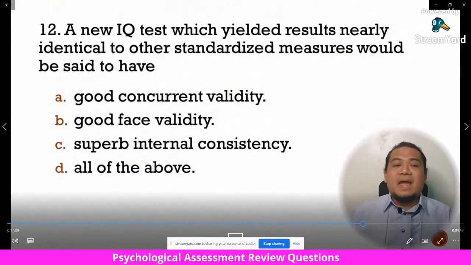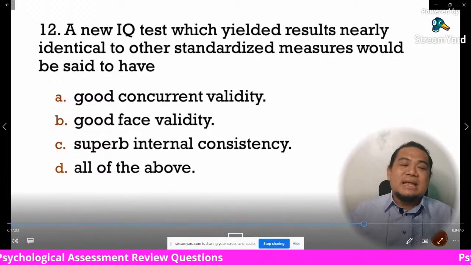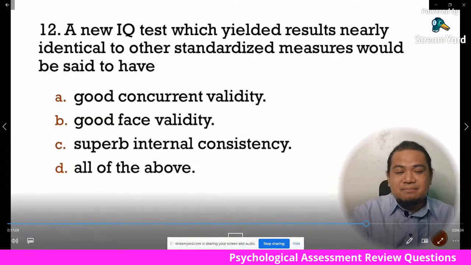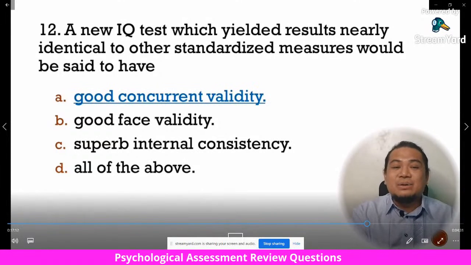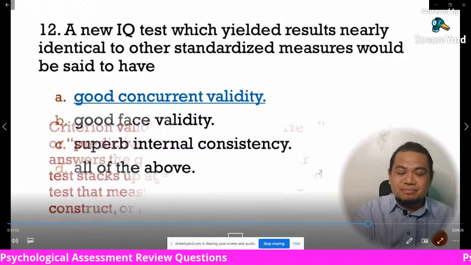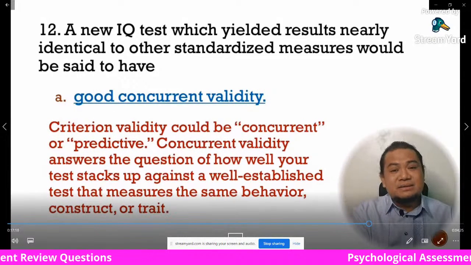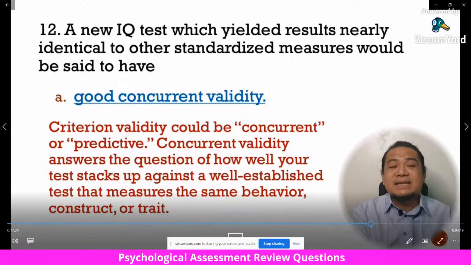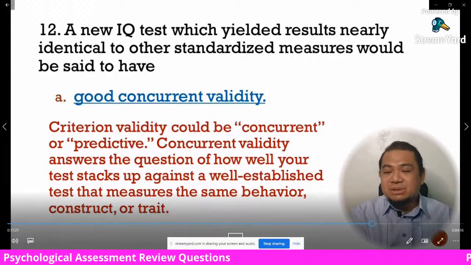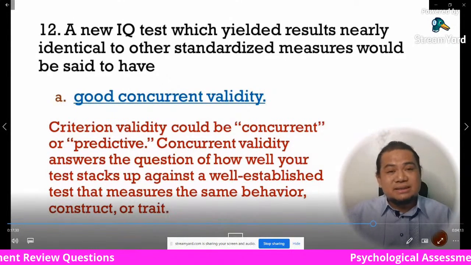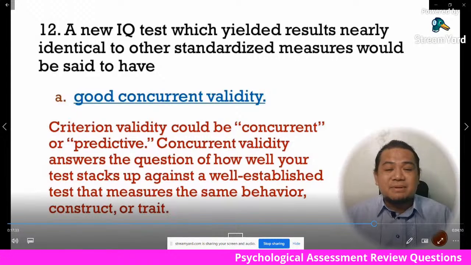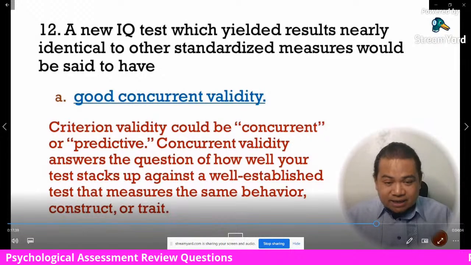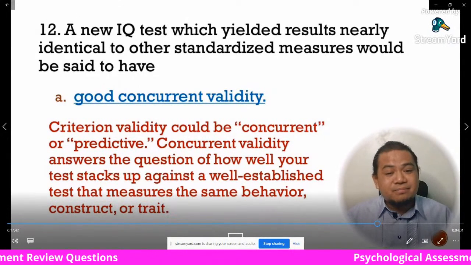Next, number 12. A new IQ test which yielded results nearly identical to other standardized test measures would be said to have, letter A, a good concurrent validity. Criterion validity could be concurrent or predictive. Concurrent validity answers the question of how well your test stacks up against a well-established test measuring the same behavior or construct or traits. Evidence for reliability and validity is expressed through correlation coefficients. Suffice to say that the closer you are to 1, the better.